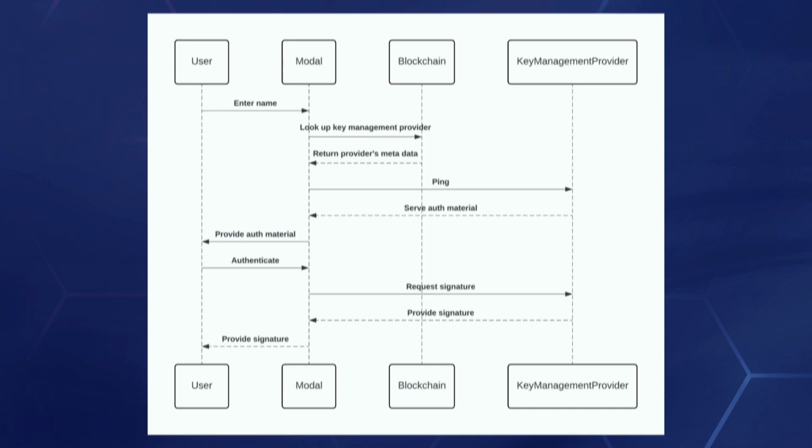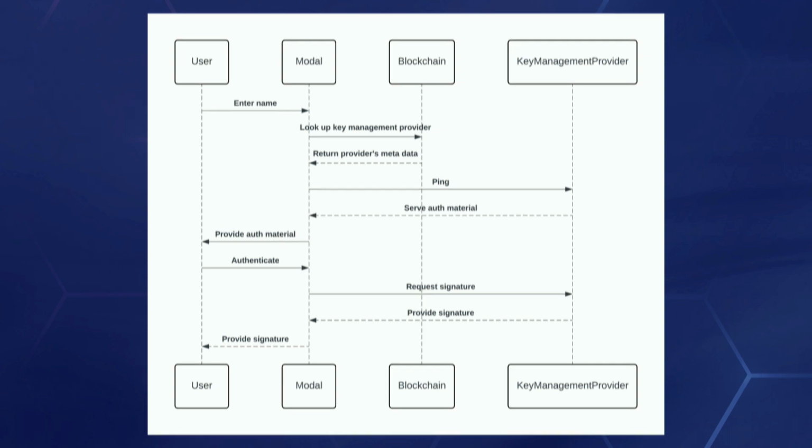So the insight here is in that metadata field of the crypto domain, writing the key management provider there, such that when Alice enters alice.eth into the modal, it looks up on chain and goes, who's got the key for this name? Then that key management provider is notified and says, hey, alice.eth is trying to log in here. What is the authentication material associated with Alice?